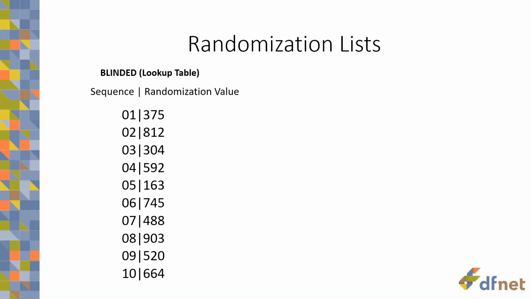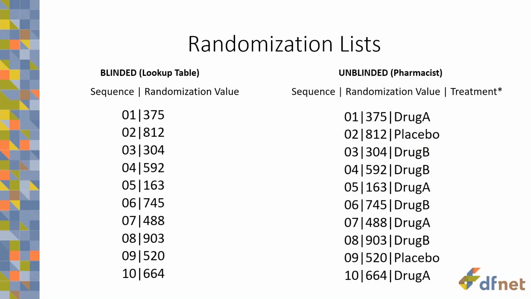These numbers mean nothing to the general individual, other than acting like a pin that will unlock their appropriate treatment. And when that information is brought over to the pharmacist, they actually have a third column of information, which is the drug associated with that randomization value. This way you can ensure that each participant and subject is getting the appropriate drug based off of their randomization value.